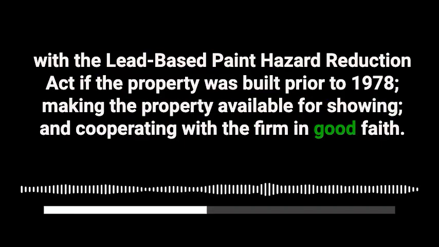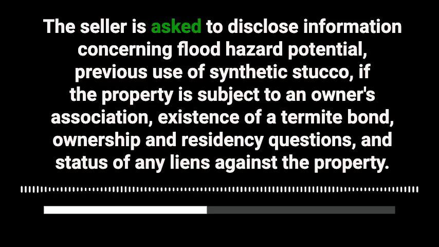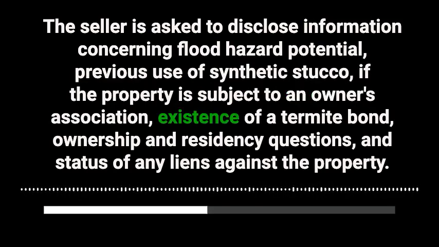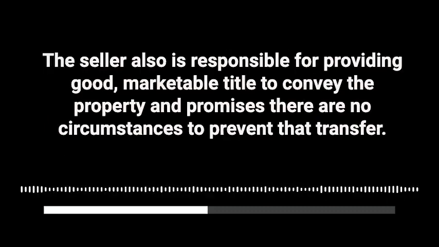The seller is asked to disclose information concerning flood hazard potential, previous use of synthetic stucco, if the property is subject to an owners association, existence of a termite bond, ownership and residency questions, and status of any liens against the property. The seller also is responsible for providing good, marketable title to convey the property and promises there are no circumstances to prevent that transfer.